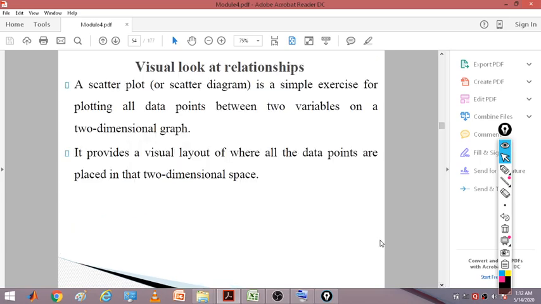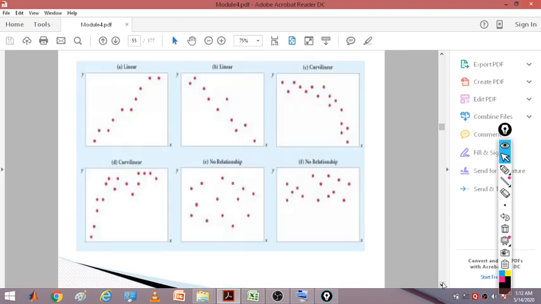For a visual look at a relationship, we always use a scatter plot. By plotting x and y on the graph, you find out the relationship between two variables on a two-dimensional graph. This provides a visual layout where all the data points are placed in two-dimensional space. So you can observe here that you have plotted x and plotted y. These are the two variables, where x is the independent variable and y is the dependent variable. That means y is the target variable and x is your features.